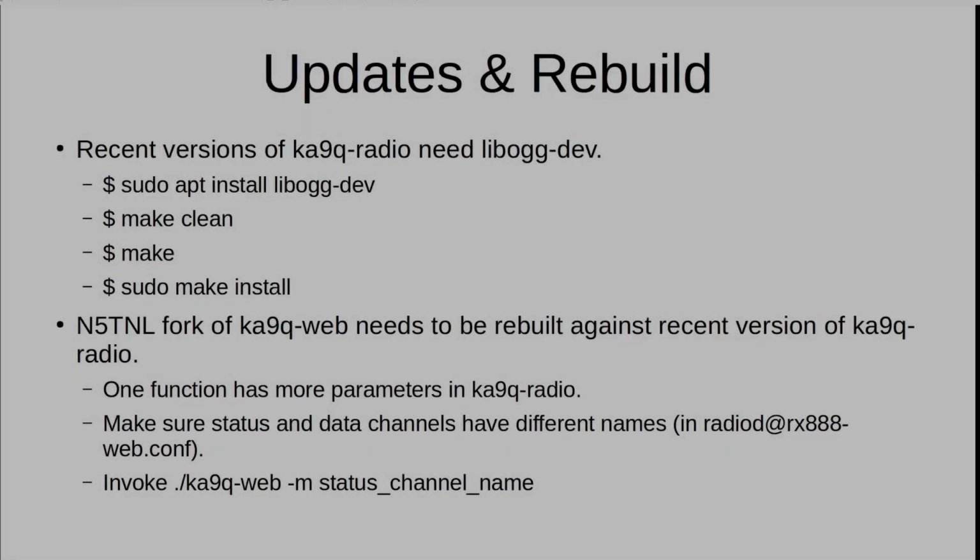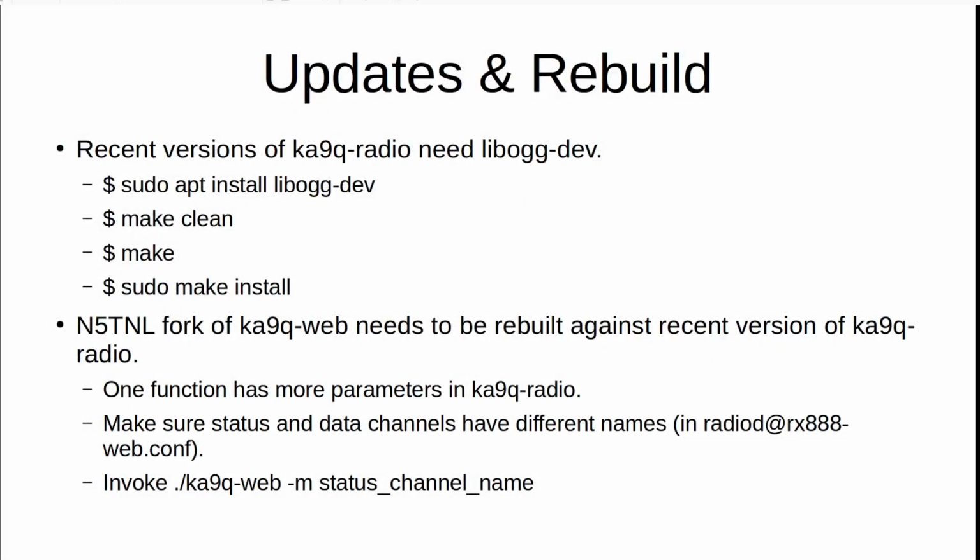Recent versions of KA9Q radio need a new library called libogg-dev to be installed and then rebuilt. And Scott Newell's fork needs to be rebuilt against recent versions of KA9Q radio because there was one function that has a parameter change in KA9Q radio. We also need to make sure the status and data channels have different names on the server.